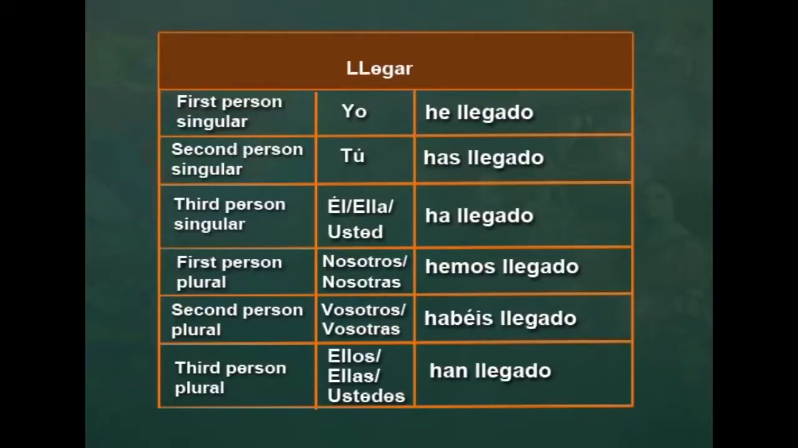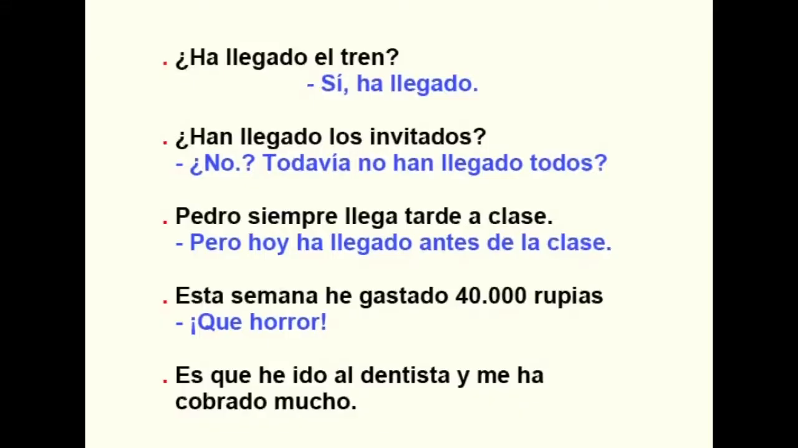You remember very well that H is silent in Spanish. So, it is only he, has, ha, hemos, habéis, han. Let's conjugate another AR ending verb like llegar. Llegar is to reach. He llegado, has llegado, ha llegado, hemos llegado, habéis llegado, han llegado. And if you want to ask if the train has reached, you ask, ¿ha llegado el tren? Sí, sí ha llegado. ¿Han llegado los invitados? Have the invitees arrived? No, todavía no han llegado.